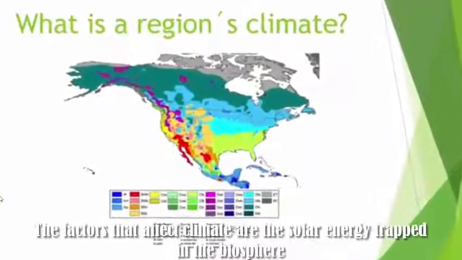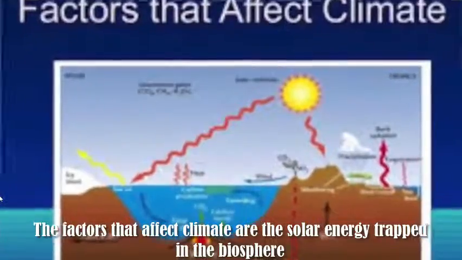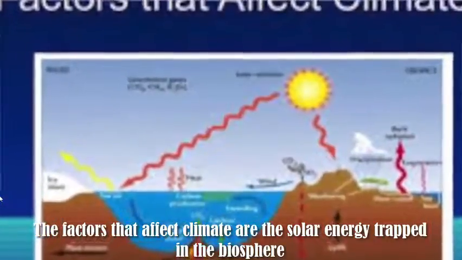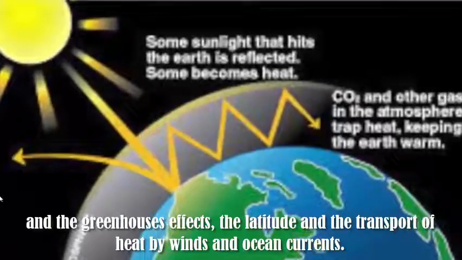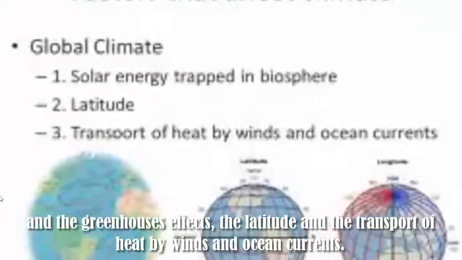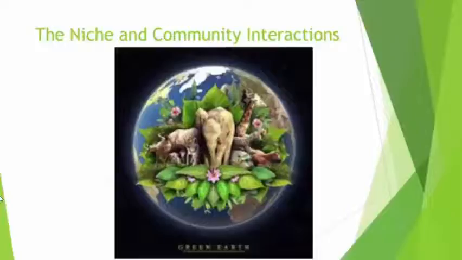precipitation. The factors that affect climate are the solar energy trapped in the biosphere and the greenhouse effect, the latitude, and the transport of heat by winds and ocean currents.